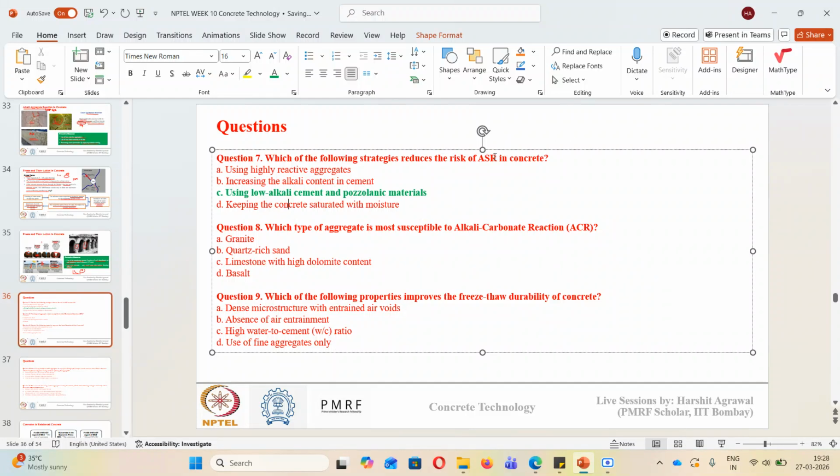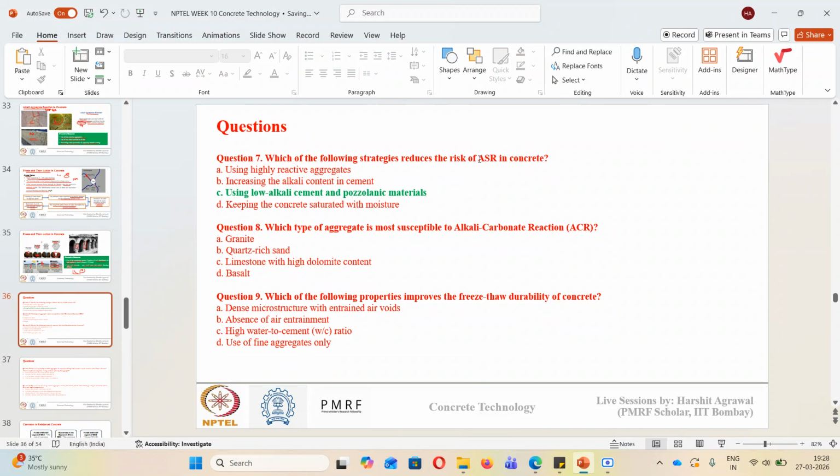So we have seen in alkali silica reaction, both alkali and silica are needed. So if you reduce the alkali content that is there in the cement, then we can reduce the risk of alkali silica reaction.